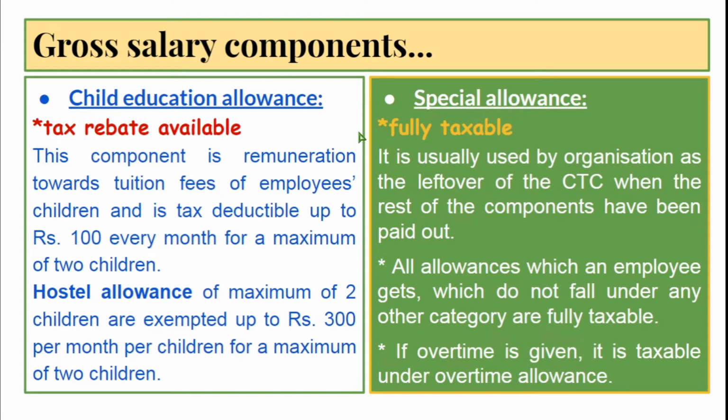All right. Then we have the special allowances, and these act as a balancing component of the salary structure. It is usually used by organizations as the leftover of the CTC, where the rest of the components have been paid out. This component is fully taxable and also taken into account for the calculation of the provident fund. All allowances which an employee gets which do not fall under any other category are taxable.